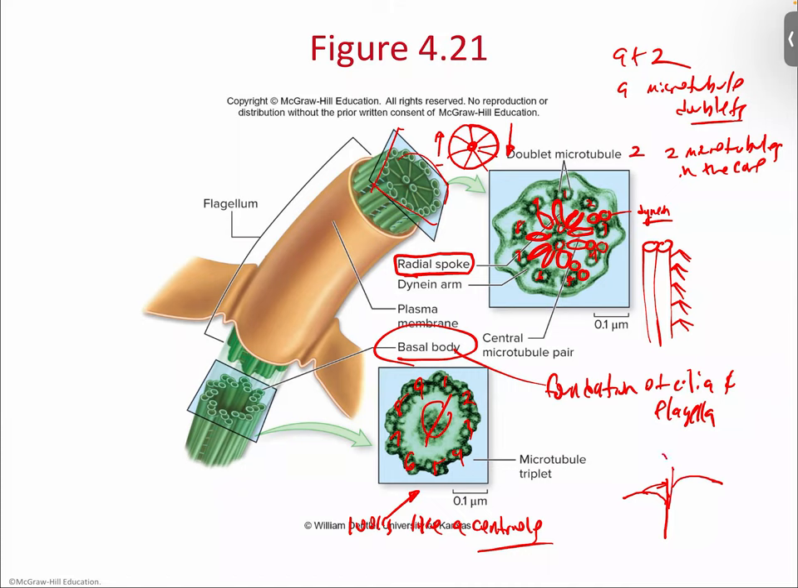So it starts to oscillate back and forth: bend, snap, bend, snap, bend, snap, bend, snap. If you speed that up, it basically is this sort of whipping structure, whipping back and forth, not like a rotary propeller, that was bacterial, right? But back and forth, like a snake. And that's enough to create motion.